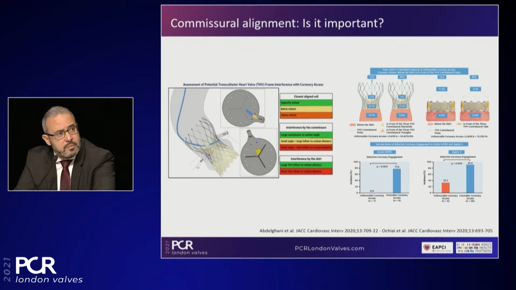And there are some nice mechanistic studies done using post-procedural or post-TAVI CT that have also shown that the presence of a commissure in front of the coronary ostium identifies a subset of patients with unfavorable coronary access, which also reflects on the clinical ability to directly access the coronary arteries with various devices.